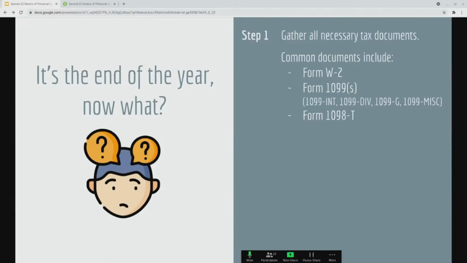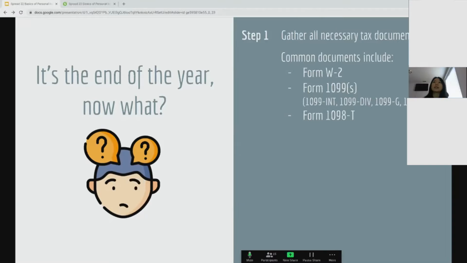1099-DIV is short for dividends. If you have investments that give dividends, you're going to get this as well. 1099-G stands for government, G for government. So if you get any payments from the government, this includes unemployment benefits, you would get this. 1099-MISC is for any other income that you made. Whoever paid you the money should be giving you this.